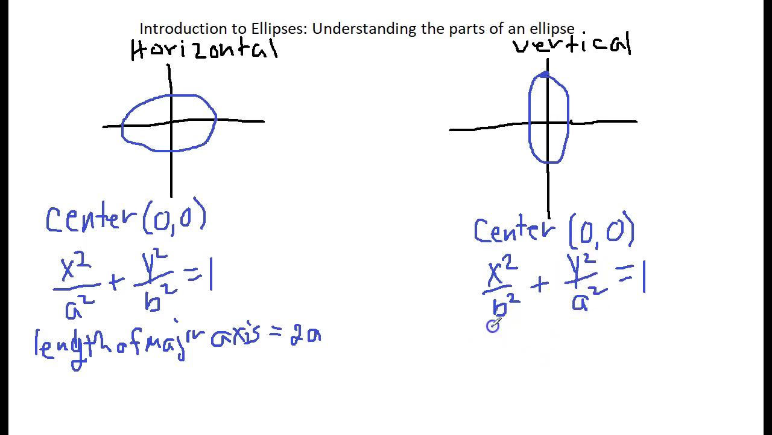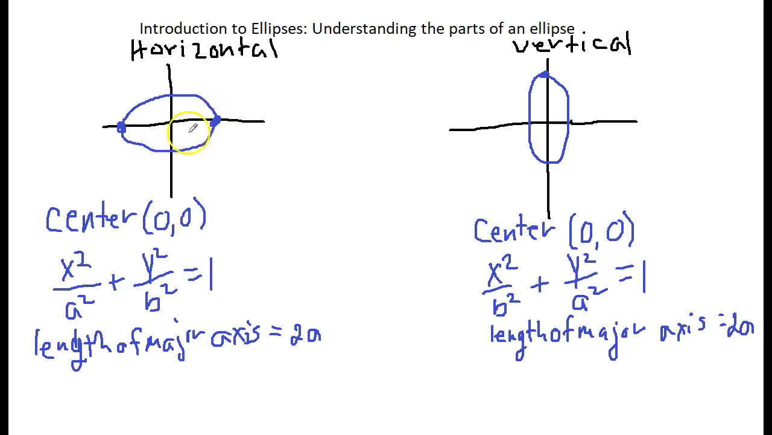So the length of the major axis equals 2a. So what does that mean? That means the distance from the center to this point here is a. And the distance from the center to this point here is a.